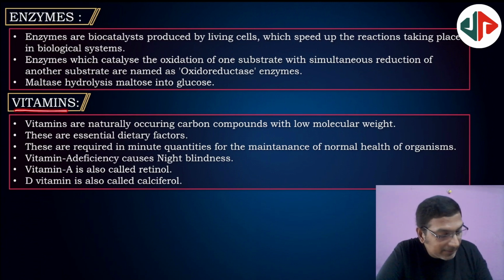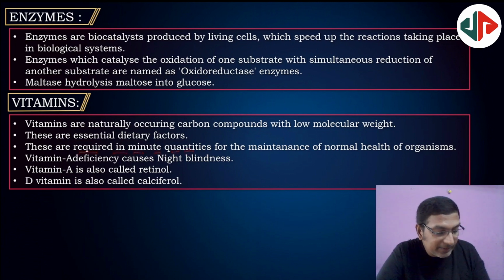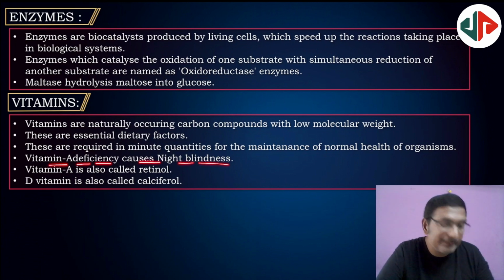Next, vitamins. Vitamins are naturally occurring carbon compounds with low molecular weight. These are essential dietary factors. These are required in minute quantities for the maintenance of normal health of organisms. So minute quantities are sufficient. Next, vitamin A deficiency causes night blindness. Vitamin A is also known as retinol. Vitamin D is known as calciferol. Remember the names; in matching questions, these will be important.